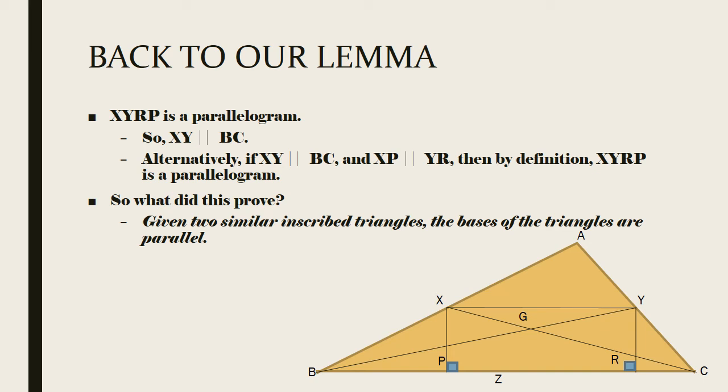Alternatively, we can say that if XY was parallel to BC from the beginning, then we can say that the two triangles were similar. So we can finally move on with trying to prove our original theorem about the centroid and the concurrence of the medians.